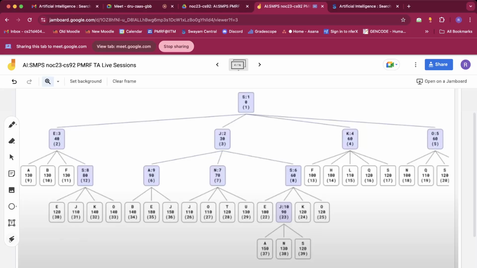Okay, this particular S, remember this S is different from this S and this S. This particular S occurs at the beginning. This S occurs in the path or the partial path from S to J to S, and this occurs in the path from S to E to S. So all these S's are different. So the 6th node that we visited would be S, 7th would be N, 8th would be again S, 9th would be A, and 10th would be J, right?